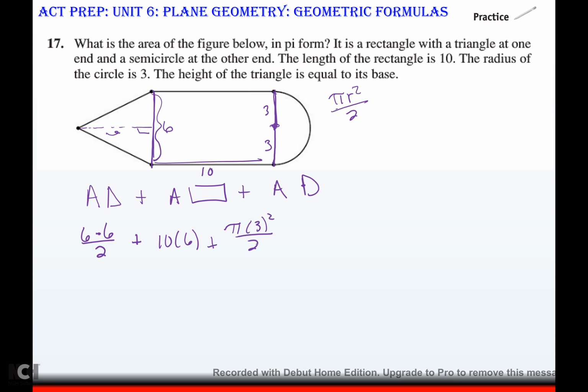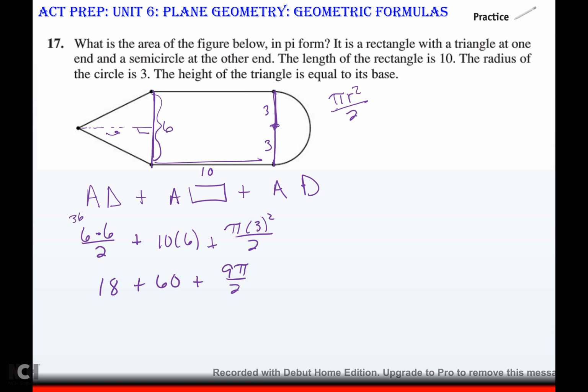Now, they said they want their answer in terms of pi, which means they don't ever really want you to use 3.14 in your calculations. You just leave it pi, okay? So this is going to give me 36 divided by 2, which is 18. This is 60, and this is going to be 9 pi over 2.